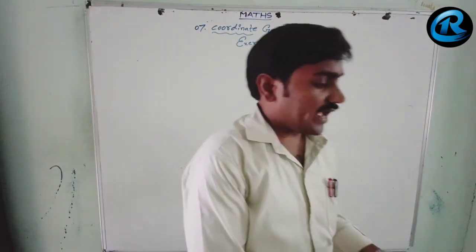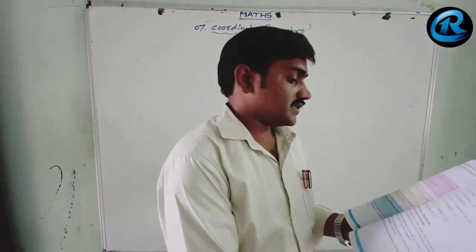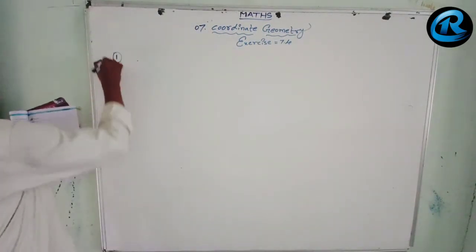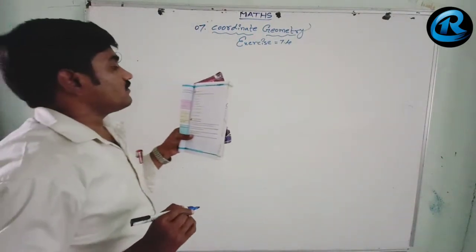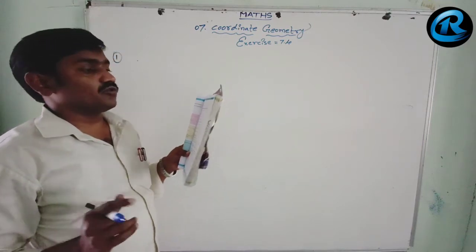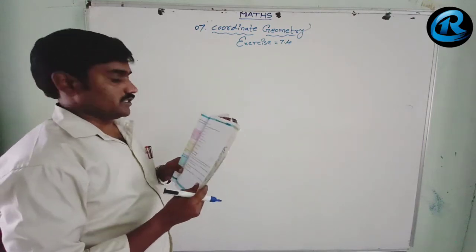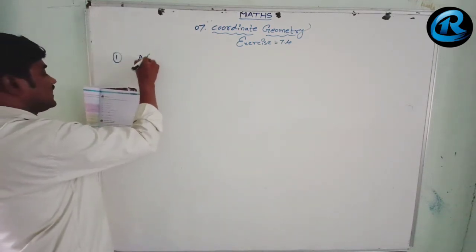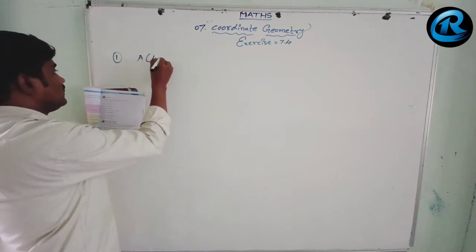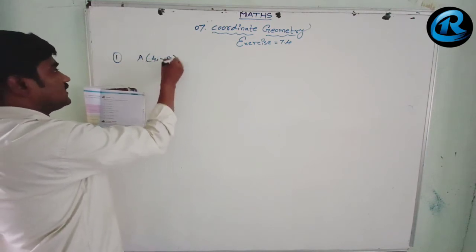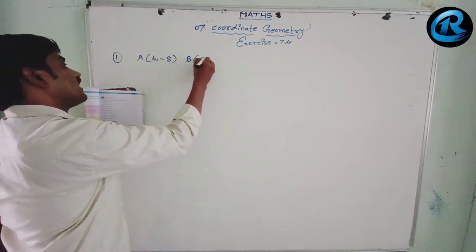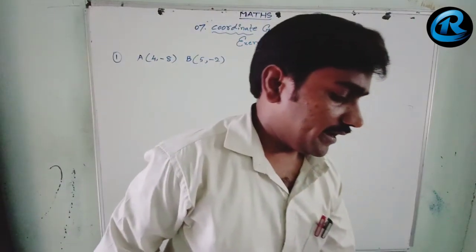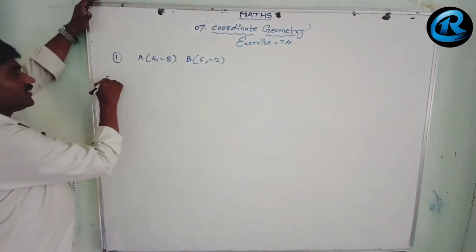In exercise 7.4 we have 8 questions. Let us solve all 8 questions here. Find the slope of the lines passing through the given 2 points. We have not been given names, so let us take the names of the points as A, B. The first points are A (4, minus 8) and B (5, minus 2). Let us find out the slope of AB.